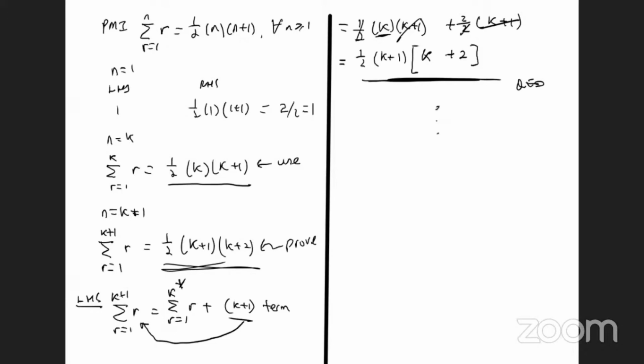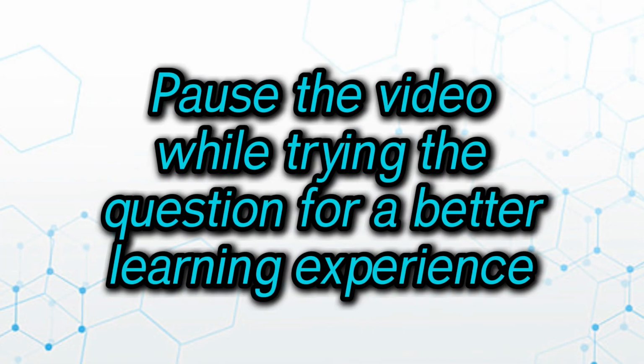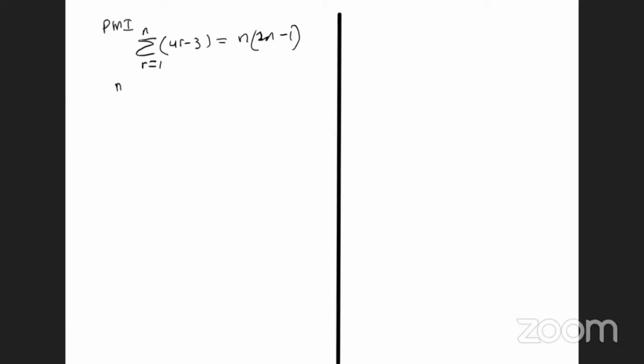Write the line, since it holds for n equal to 1 and so on. Prove by mathematical induction that the summation of r going from 1 to n of 4r minus 3 is equal to n by 2n minus 1. So let's go with n is 1, left-hand side. That'll be 4 by 1 minus 3, giving you 1 again. Right-hand side, 1 by 2 minus 1, so that's 2 minus 1 is 1, by 1 is 1.